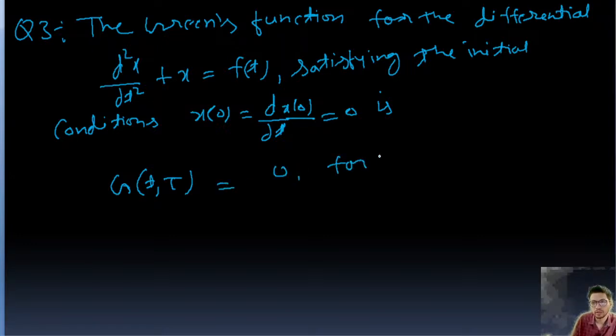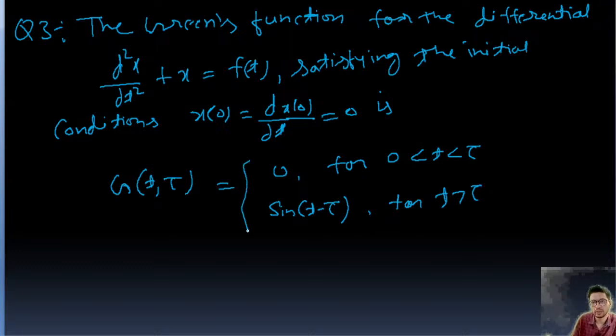when t is between 0 to tau. Okay, and value is sin(t minus tau) for t greater or equal to tau. Okay, so this is the Green function given, guys. Okay, for this differential equation, the solution of the differential equation.